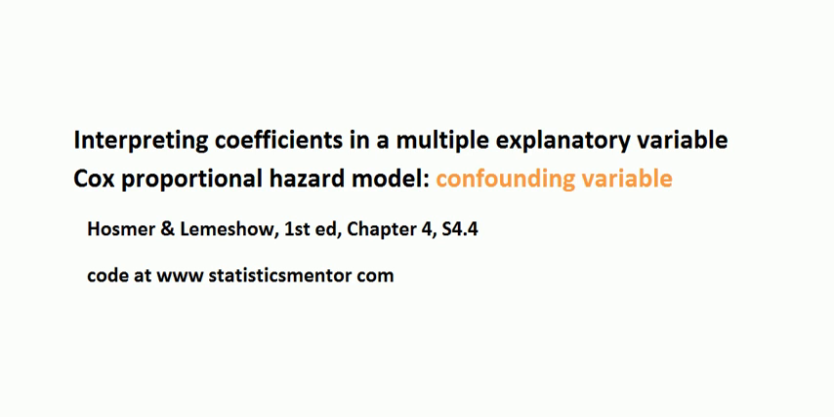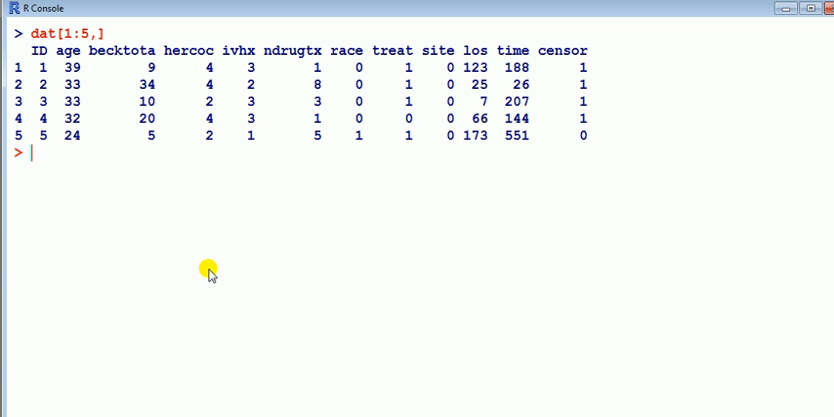The example is taken from the book by Hosmer and Lemeshow, 1st edition, chapter 4, at the start of section 4.4. You don't need the book, but if you have it, you can read up on it. And the code, as always, is on the website. Okay, so the first thing is to look at the dataset.